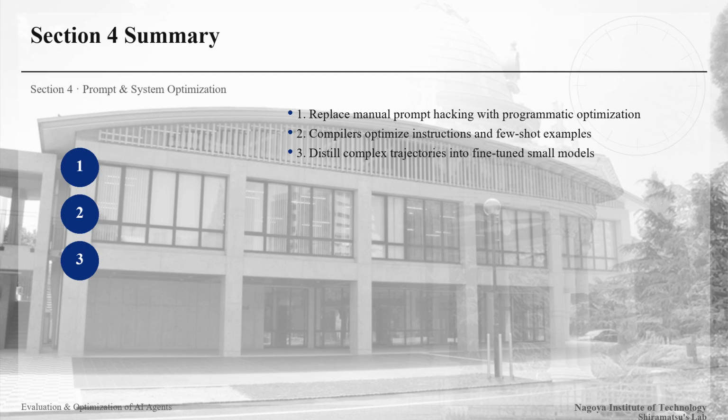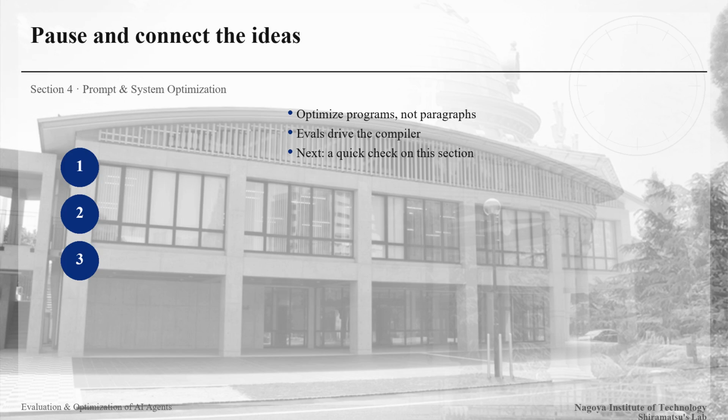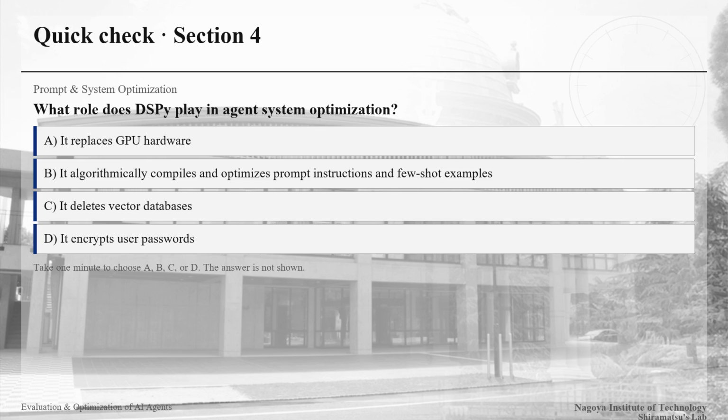Section 4 takeaways. Replace manual hacking, compile instructions and few shots, and distill into smaller models. Pause here. Optimize programs, not paragraphs, and let evals drive the compiler. Now the quick check. Quick check after Section 4.